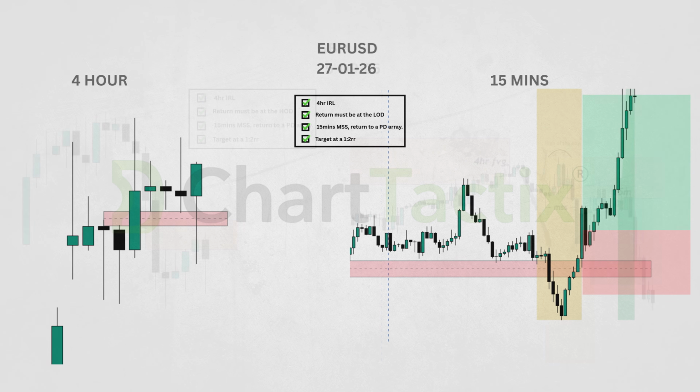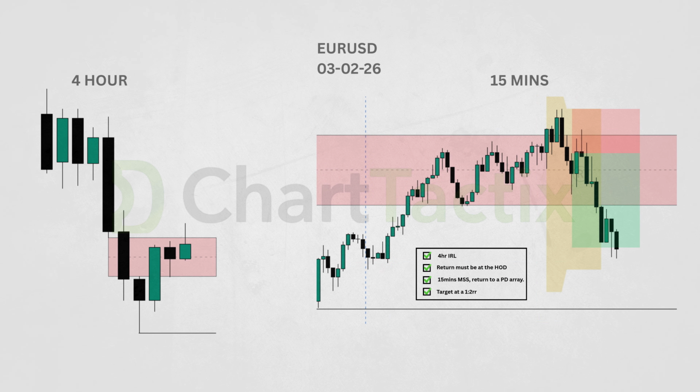Next example, 27th of January, 2026. Here we had 4-hour internal range liquidity, and this time price returned at the low of the day, satisfying the rule for a bullish scenario. We then got a 15-minute market structure shift. Price returned to a PD array, in this case a breaker block, and we target a 1-to-2 risk-to-reward ratio. Another clean setup.